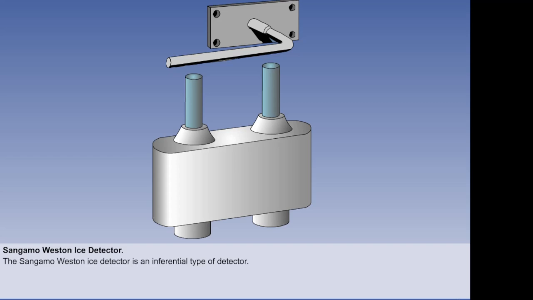Ice can only be formed when there is a combination of moisture and freezing temperatures. In the Sangamo Western ice detector, these 2 conditions are detected separately, and therefore icing conditions are detected rather than actual ice formation. This, then, is an inferential type of ice detector. The system comprises 3 main components: a moisture sensing head, a moisture detector controller, and a thermal switch.